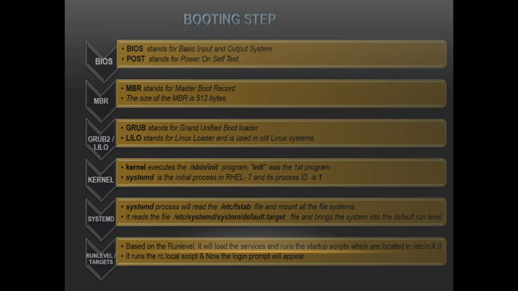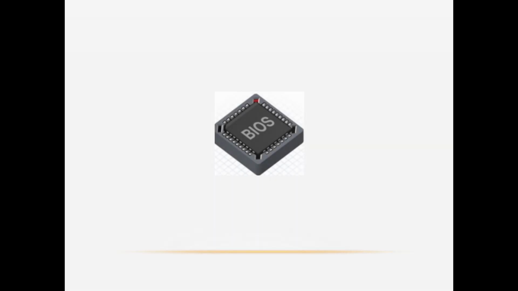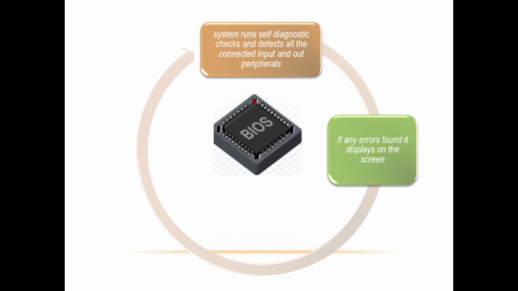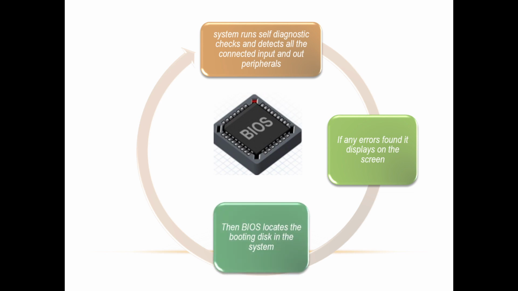First is BIOS, which stands for Basic Input and Output System. Whenever we power on, the system runs self-diagnosis, and checks and detects all the components and input and output devices. This process is called POST. If any error is found, it is displayed on the screen. The BIOS locates the booting disk in the system and loads the primary bootloader, the MBR.